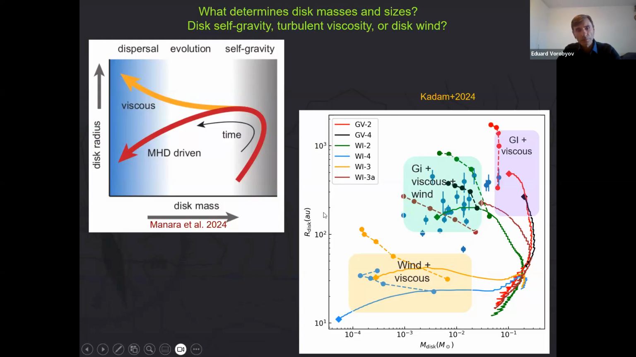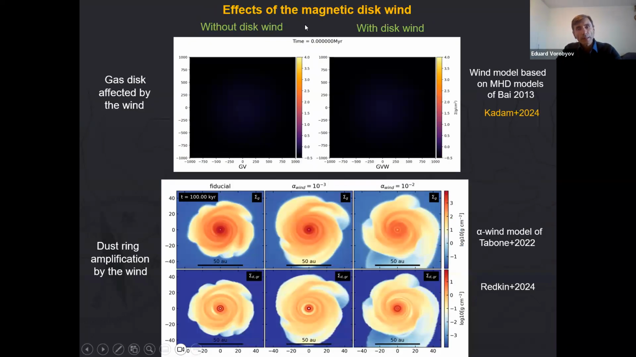We can populate these tracks and see which models best reproduce the observable data, shown here with circles. We added the effects of magnetic disk winds recently, with two models. One is fairly complicated, based on the MHD model of Bai 2013. The other is a simple alpha disk model, where the efficiency of the magnetic disk wind depends on a parameter alpha, much like a turbulent alpha viscosity.